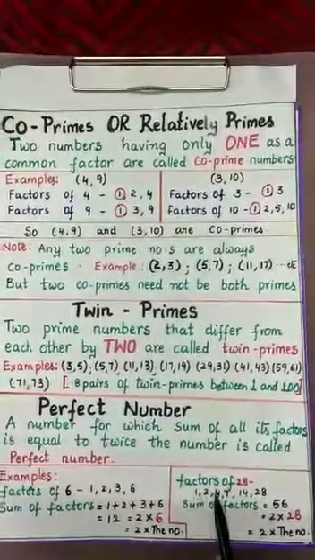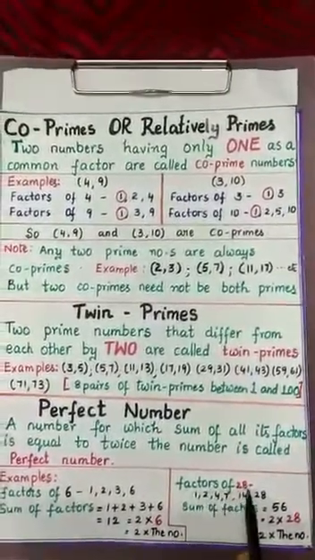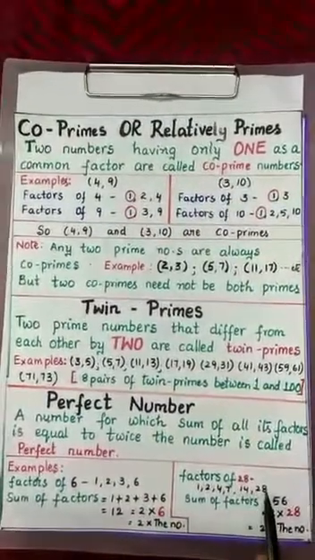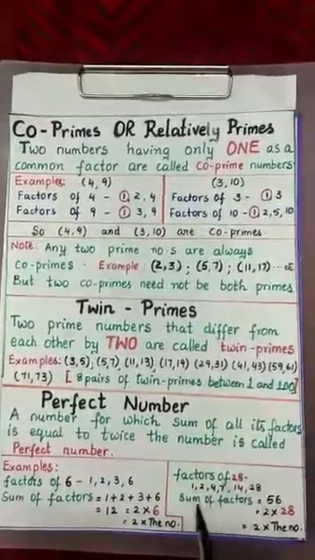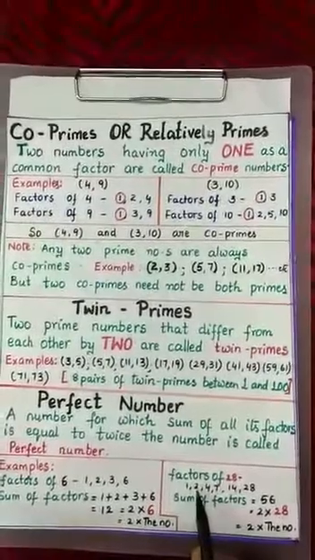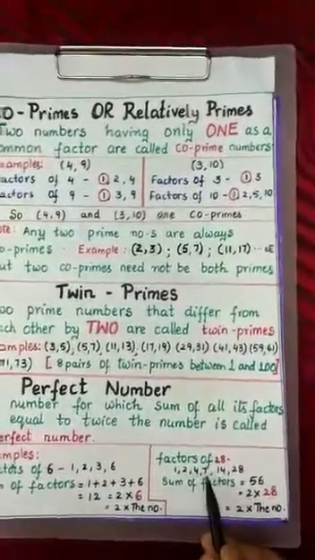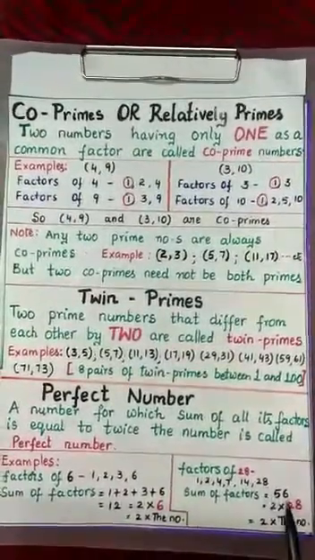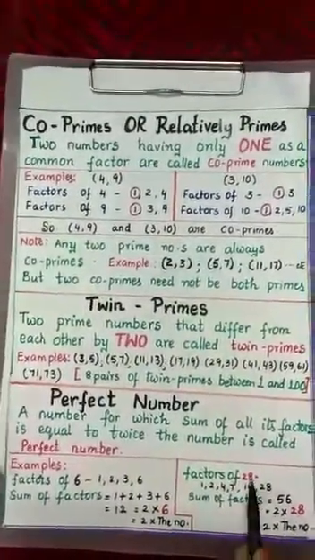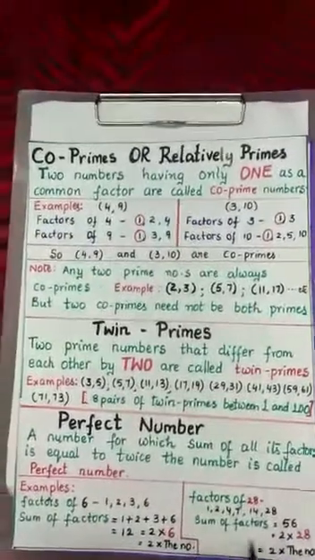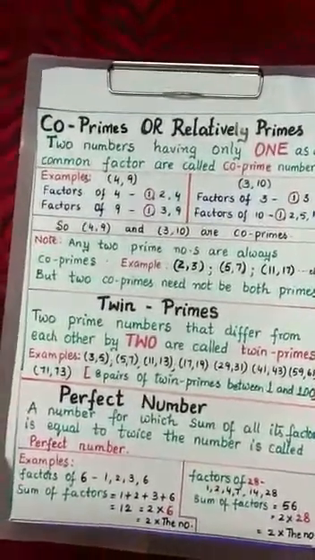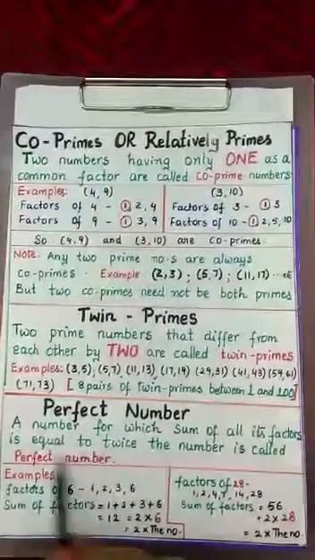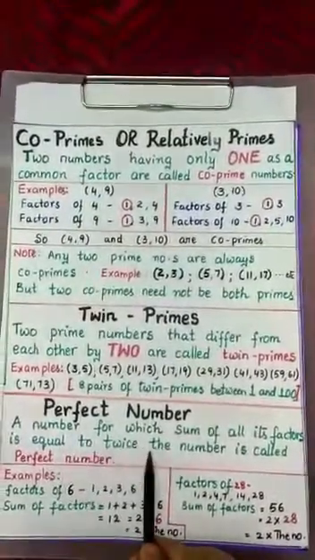Now see another example. Factors of 28: 1, 2, 4, 7, 14, 28. Now you take the sum of all its factors. 1 plus 2 is 3, 3 plus 4 is 7, 7 plus 7 is 14, 14 plus 14 is 28, 28 plus 28 is 56, which is 2 times the number 28. So 28 is called a perfect number. So a number for which the sum of all its factors is equal to twice the number is called a perfect number.